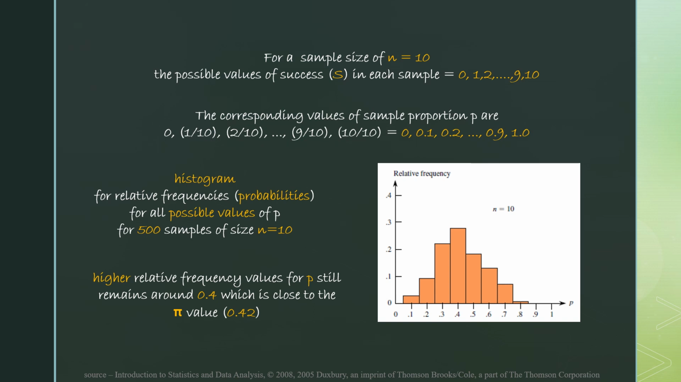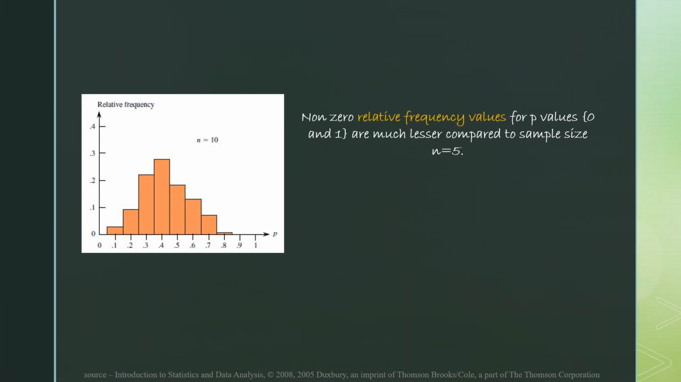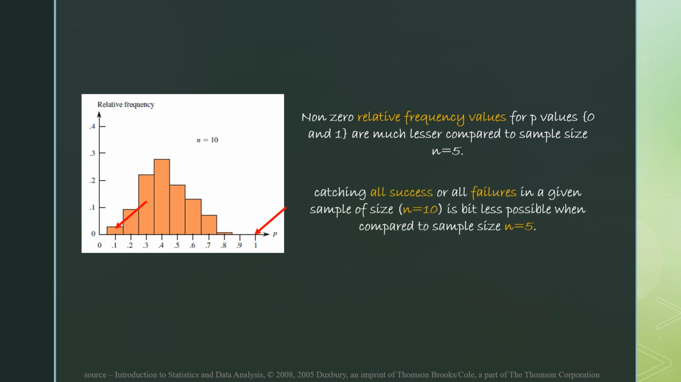Higher relative frequency values for P still remain around 0.4, which is close to the pi value 0.42, even as n is increased. Non-zero relative frequency values for P values 0 and 1 are much lesser compared to the sample size n equals 5. This is because catching all successes or all failures in a given sample of size n equals 10 is relatively less possible when compared to the sample size n equals 5.